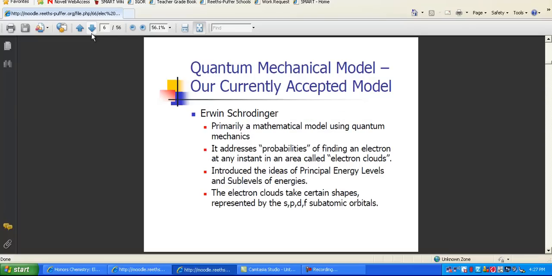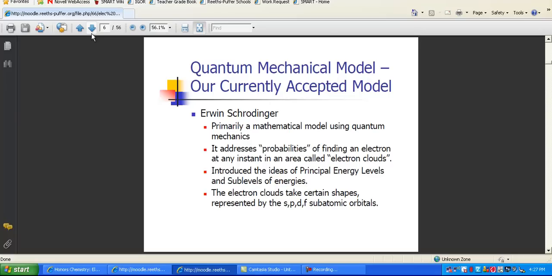The currently accepted model is called the quantum mechanical model. That's the three words you're going to fill in the blank: quantum mechanical model. This was actually a physicist, his name was Erwin Schrödinger, who, with the help of quantum mechanical math, described areas of probability of finding an electron. We have to take the scope of our understanding of an atom and rock its world.